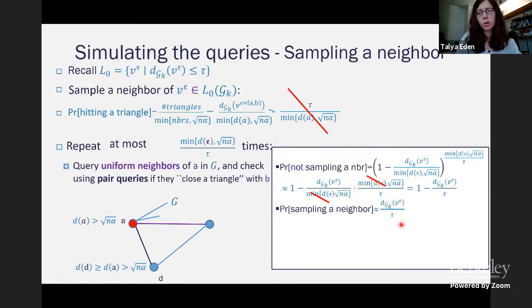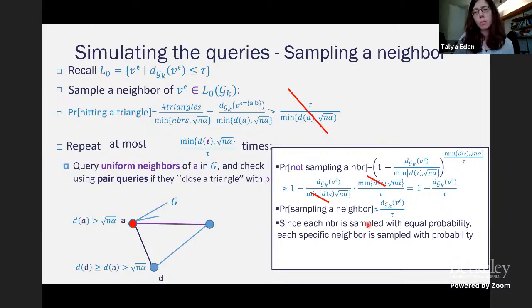And then, since each neighbor is sampled with equal probability, again, no one triangle gets more mass than another. They are all equally probable to be the sampled ones. It means that given that we sampled a triangle, which happens with this probability, each one of the triangles is equally likely to be the returned one. So each specific neighbor is sampled with probability 1 over tau, which is exactly what we wanted.